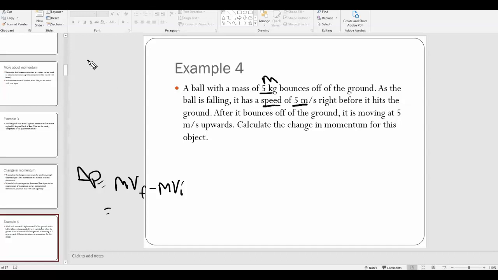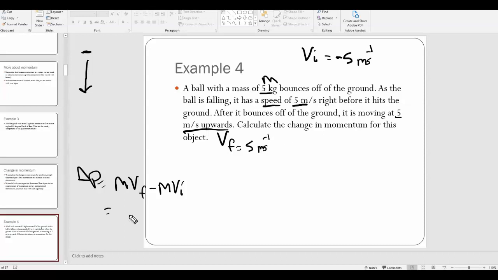And so let's use a coordinate system whereby down is taken to be the negative direction, which is a usual coordinate system that we use. Then I would say that V initial would be negative 5 meters per second. The speed is 5 meters per second, but the direction is down, because it's moving in the negative direction. That's how I've used my coordinate system. After it bounces off the ground, it's moving at 5 meters per second up, which means V final would be positive 5 meters per second.